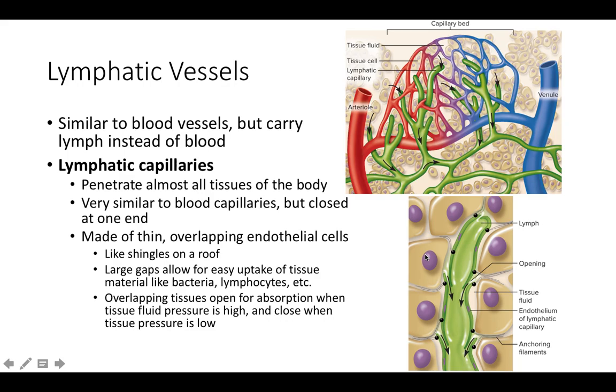And so what that does is, because the pressure out here is so great, it's going to push on these overlapping endothelial cells and cause them to open so that fluid can rush into the vessel. And that's how we get fluid from the tissues into the lymphatic vessels. On the other hand, when the pressure outside of the vessels is really low, and the pressure inside the vessels is really high, that means that the pressure in here is going to be greater than the pressure out here, and so these valves or these flaps are going to be sealed closed really tightly, and so we don't get any fluid coming in or moving out.